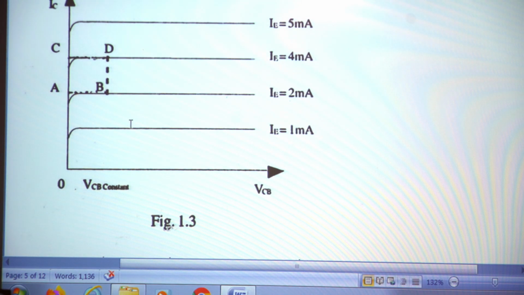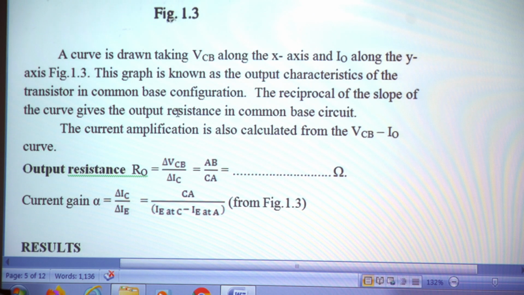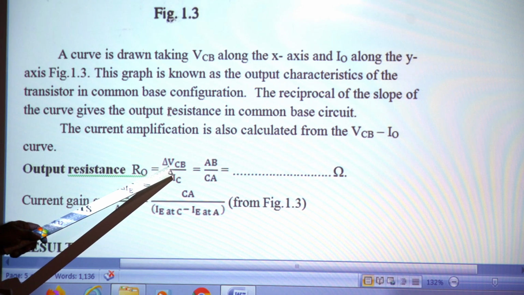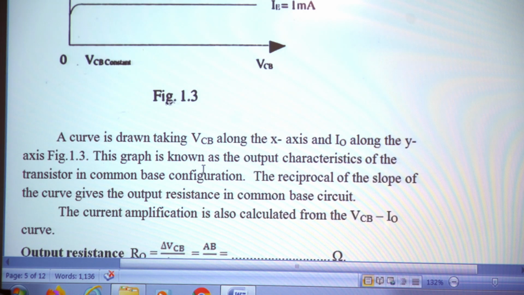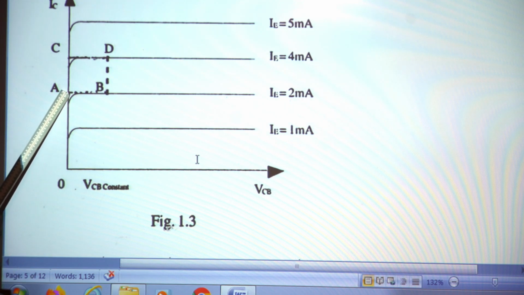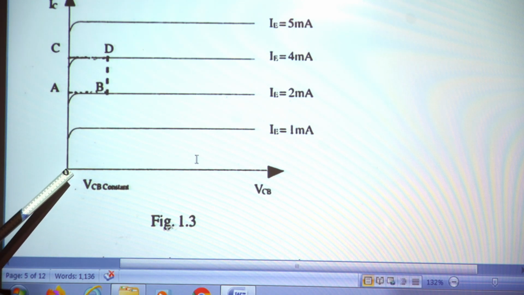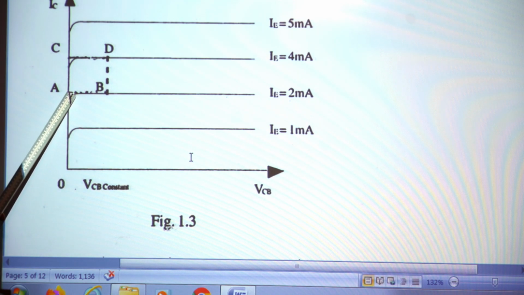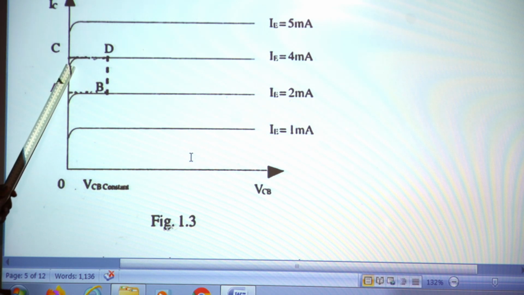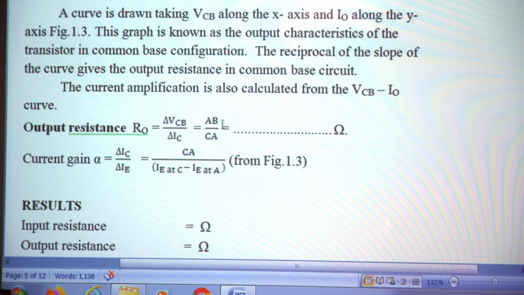Now again from this graph we can find out the output resistance RO, that is defined as delta VCB divided by delta IC, change in collector base voltage to change in collector current, that is equal to AB by CA in our graph. Now this AB gives the change in VCB. Corresponding to AB, the change in collector current is C to A, that is CA. So AB divided by CA gives the value of the output resistance.